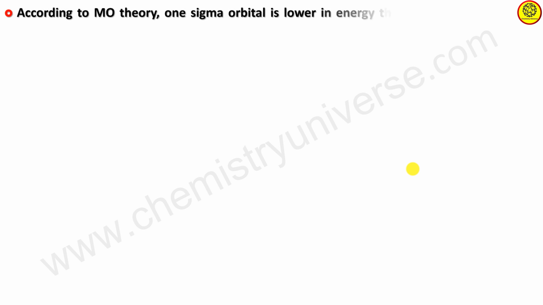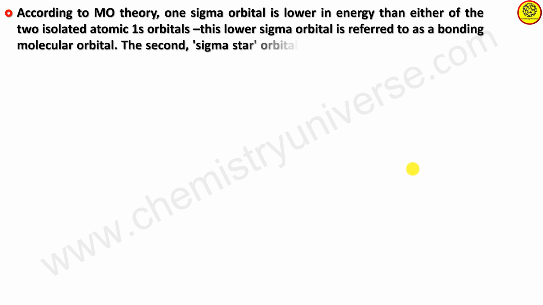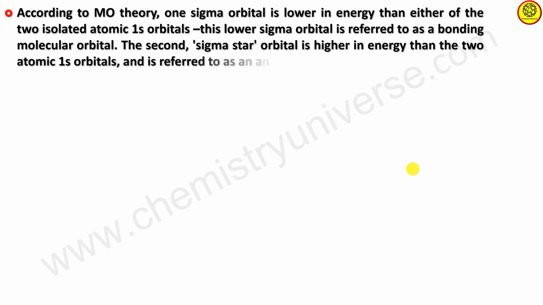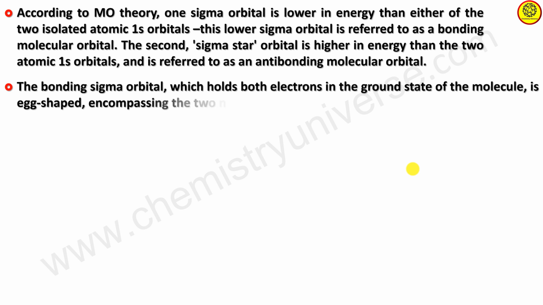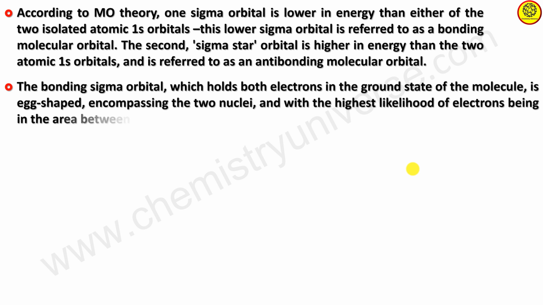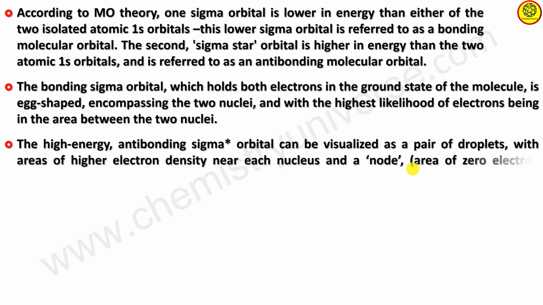Now, according to the MO theory, one sigma orbital is lower in energy than either of the two isolated atomic 1s orbitals. This lower sigma orbital is referred to as the bonding molecular orbital. The second, sigma star orbital is higher in energy than the two atomic 1s orbitals and is referred to as the antibonding molecular orbital. The bonding sigma orbital, which holds both electrons in the ground state of the molecule, is egg-shaped, encompassing the two nuclei and with the highest likelihood of electrons being in the area between the two nuclei. The high energy antibonding sigma star orbital can be visualized as a pair of droplets with areas of high electron density near both nuclei and a node, the area of zero electron density midway between the two nuclei.